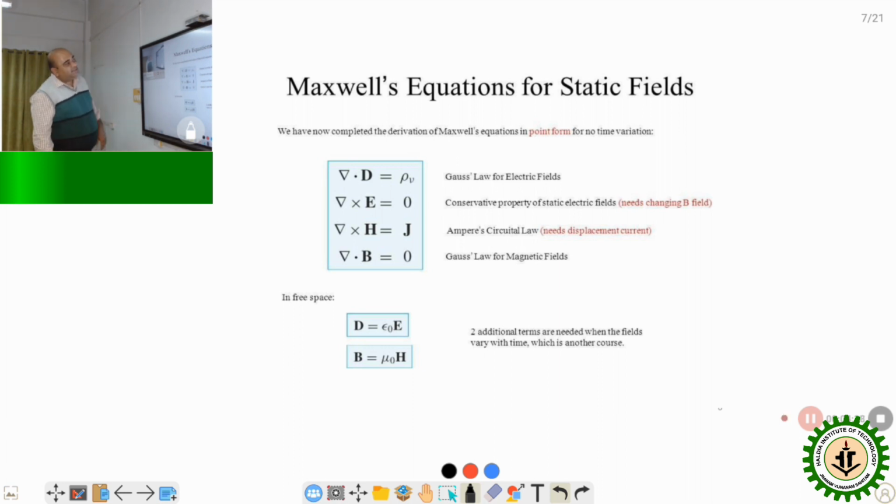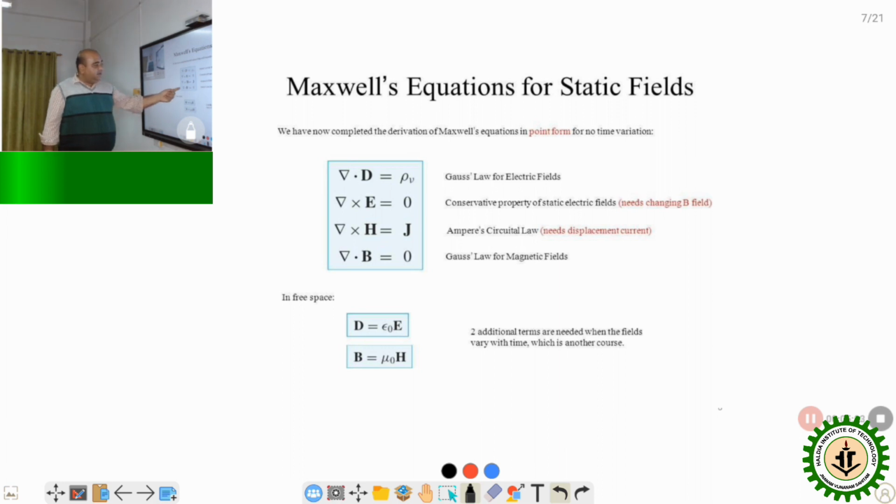Now coming to the static fields, the static electric fields and the static magnetic fields. These are the four Maxwell's equations. One comes from Gauss law, the first one, del dot D equal to rho V. Del cross E equal to 0, which means the static electric field is conservative in nature. Del cross H equal to J, this is the conduction current density, coming from Ampere's circuital law.